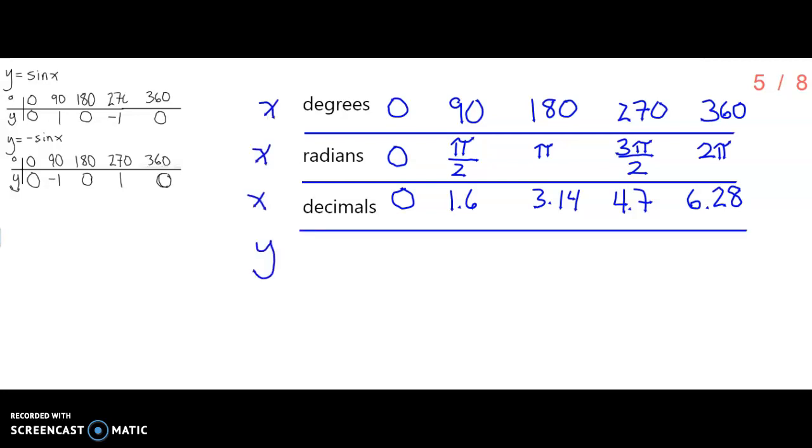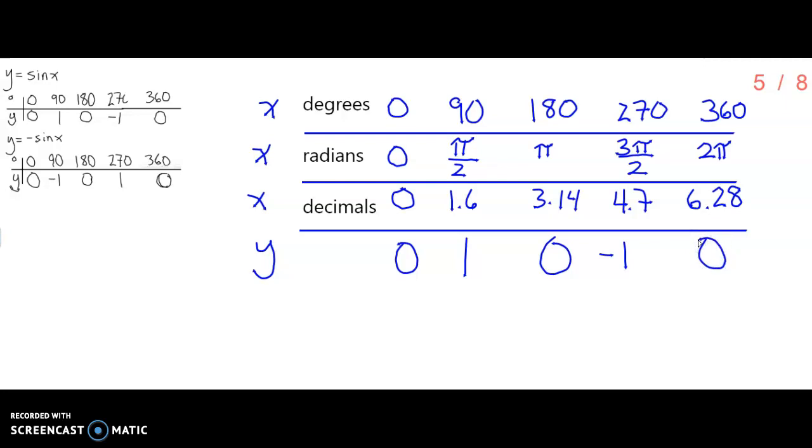Now, we know what 0 is. We know 0 is 0, 90 is 1. Okay, so 1.6 is going to be 1. At 180, it's going to be 0 again. At 270, it's going to be negative 1. And at 6.28, it's going to be 0 again. It's going to do that in both directions.